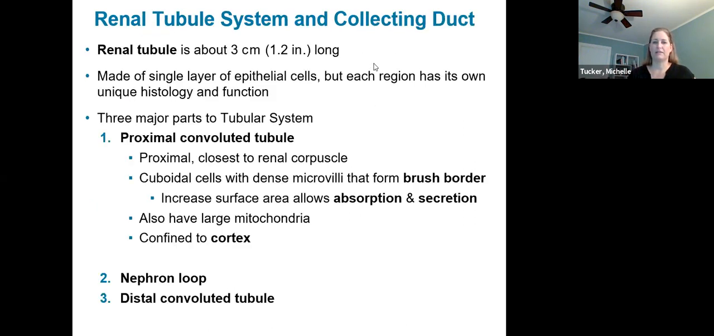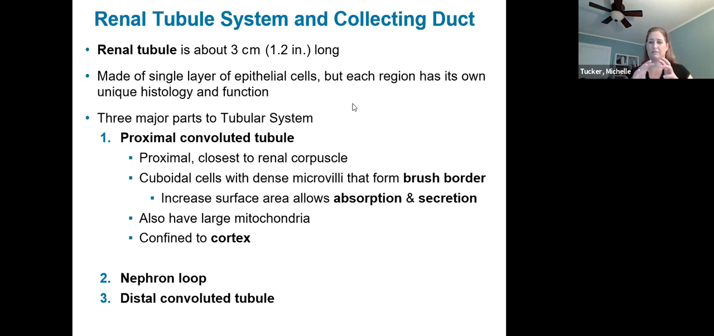Once filtrate is produced, then it's going to enter the tubule system. The beginning of the tubular system is that proximal convoluted tubule. So we have proximal and we have a distal, and the proximal means that it is closest to the renal corpuscle. Distal means it's furthest away, but it will also be the one that leads into the collecting duct.